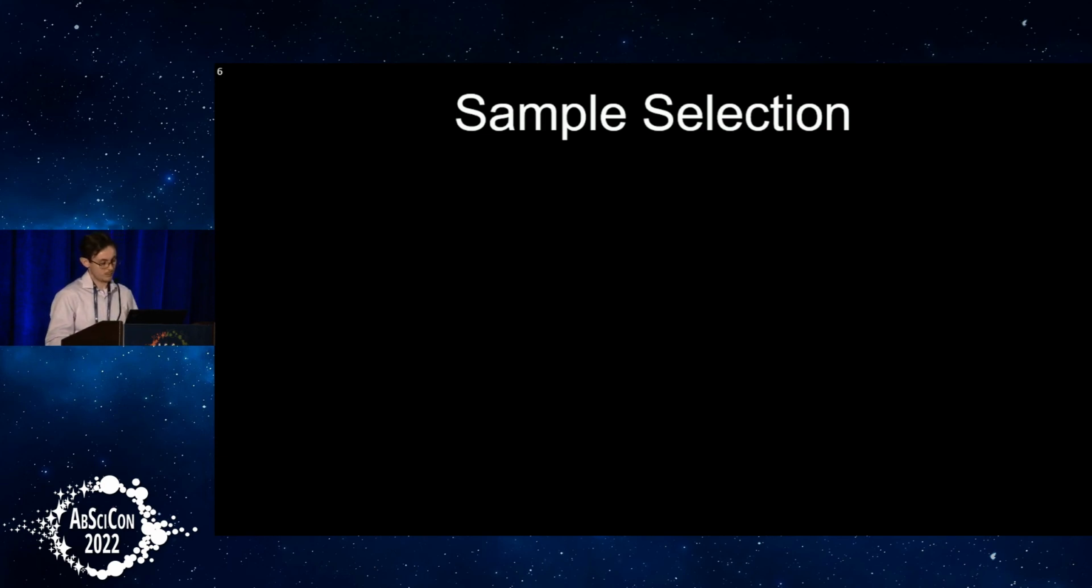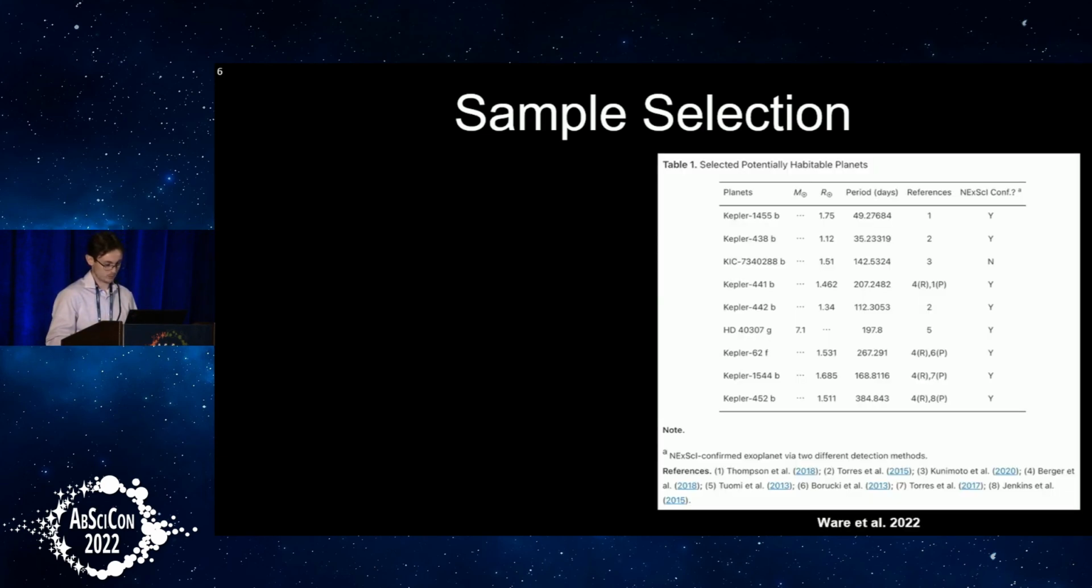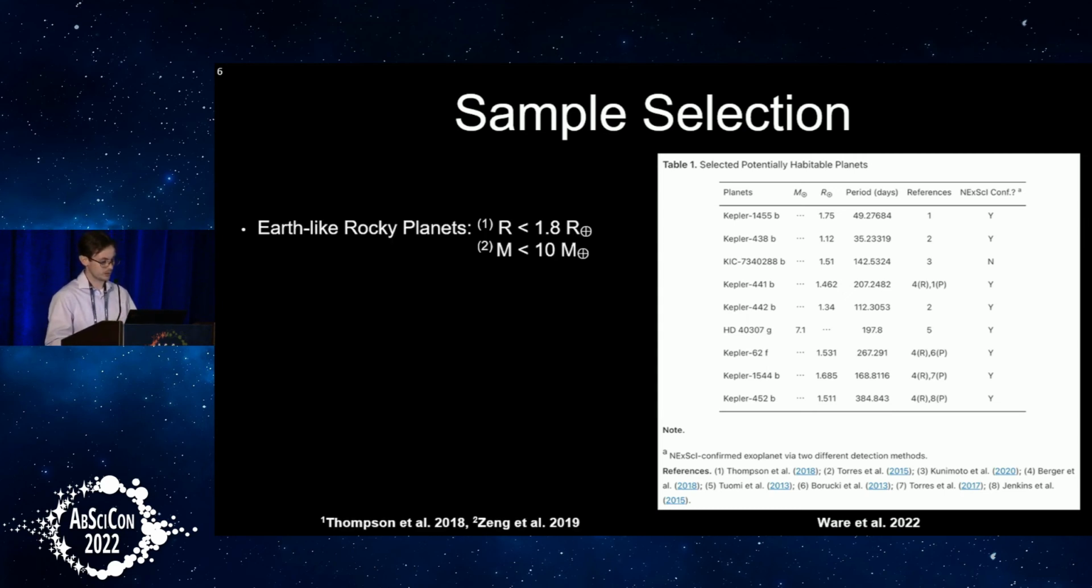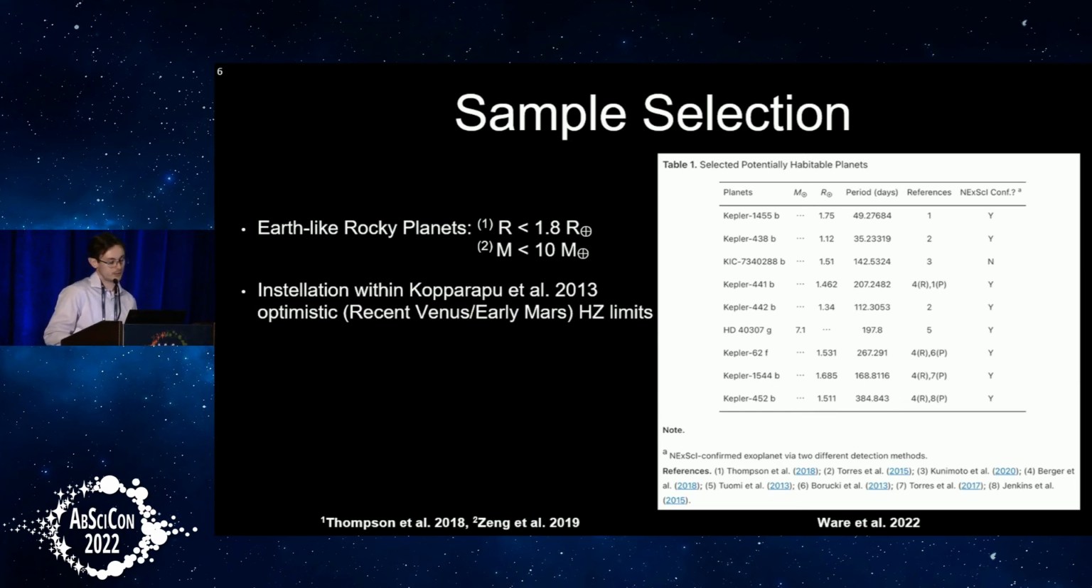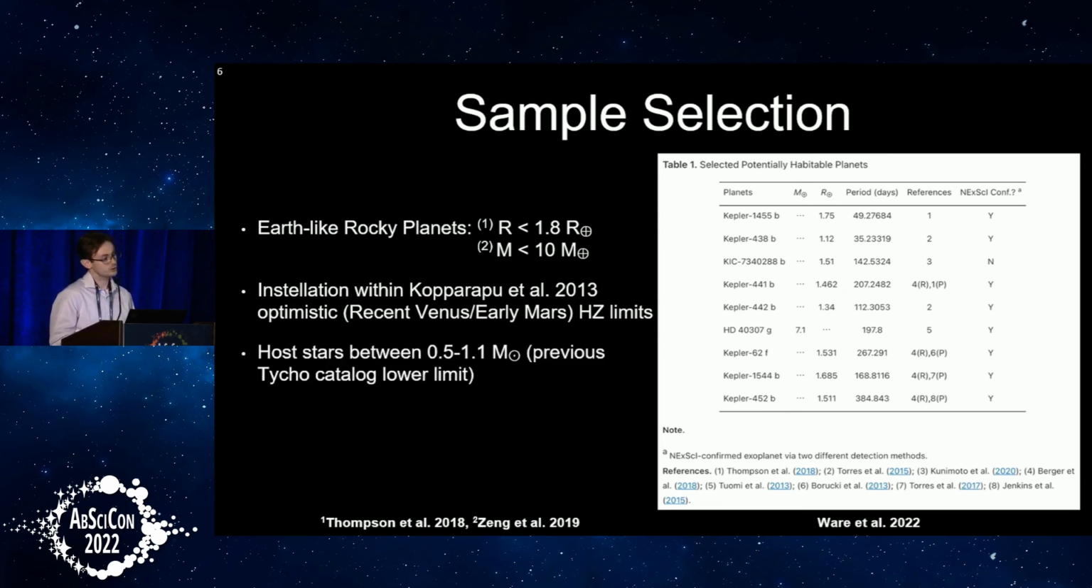Okay. And so for our initial sample selection from my paper I published this year, we looked at Earth-like rocky planets, which we define as those having a radius less than 1.8 R-Earth and a mass less than 10 M-Earth. And we made sure they had insolation values within the optimistic Kopparapu 2013 limits. And they were around host stars between 0.5 and 1.1 solar masses, where that lower mass limit is defined by the Tycho catalog lower limit for the evolution models, but we've updated that to go lower now. And so we ended up with 9 potentially habitable planets, plus Venus, Earth, and Mars, and those 9 potentially habitable planets are on the right-hand side here.